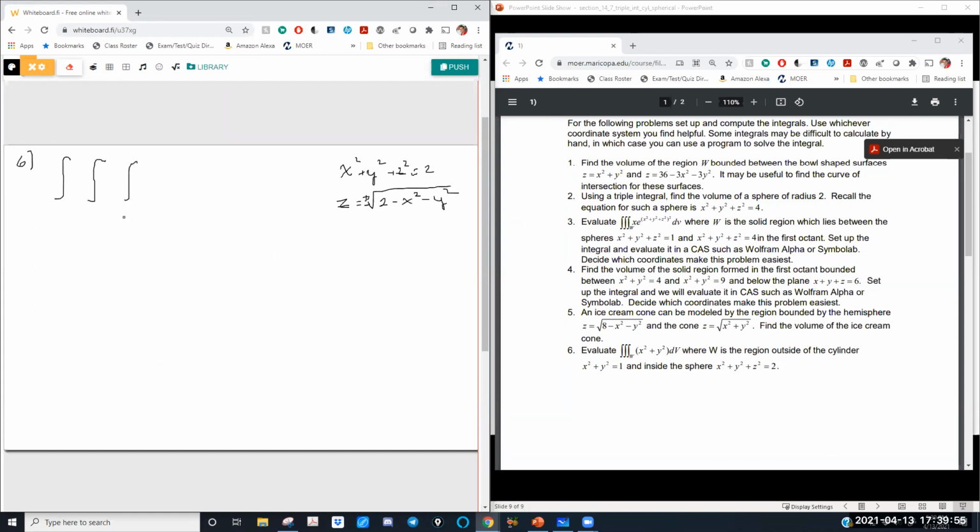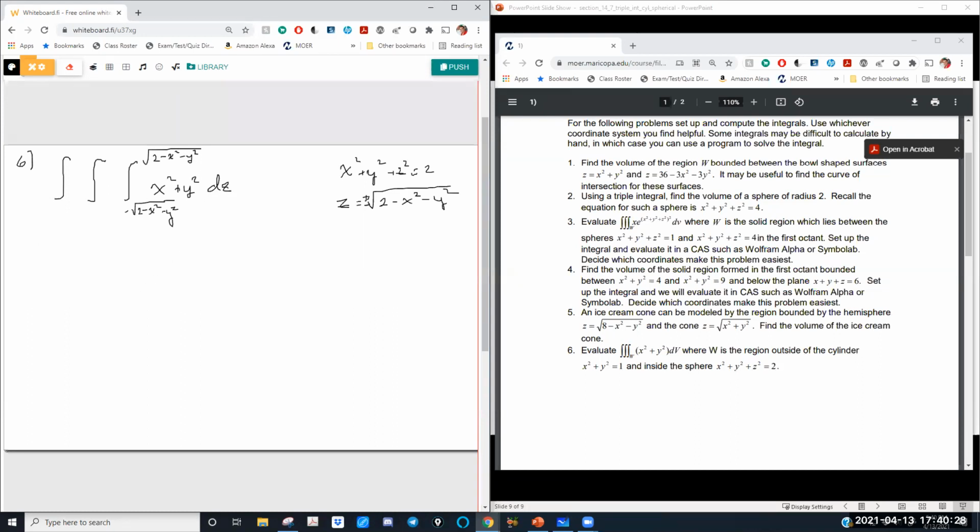All right. So first off, z is going to go from negative square root of 2 minus x squared minus y squared up to positive square root of 2 minus x squared minus y squared. And guys, this would be how you'd set up for any sphere in rectangular. Now we are integrating over the function x squared plus y squared, and we just said we're doing z first.